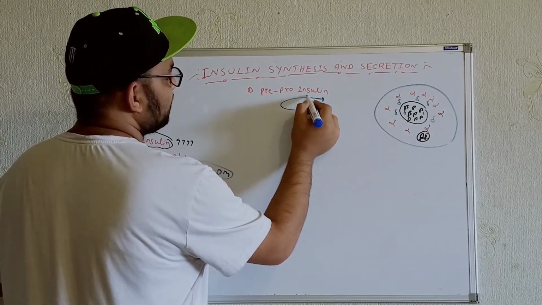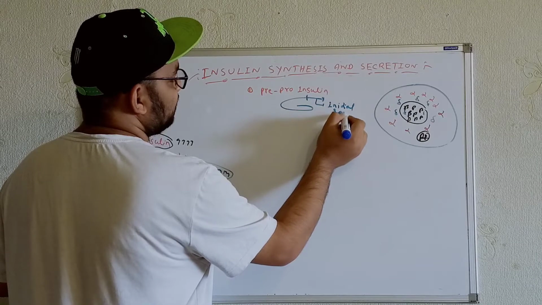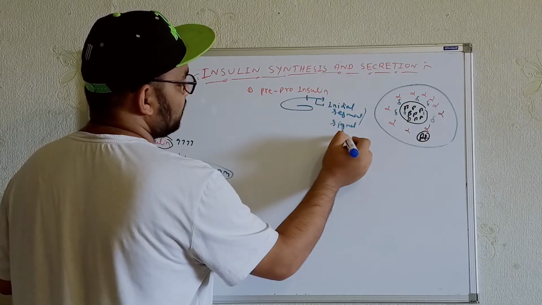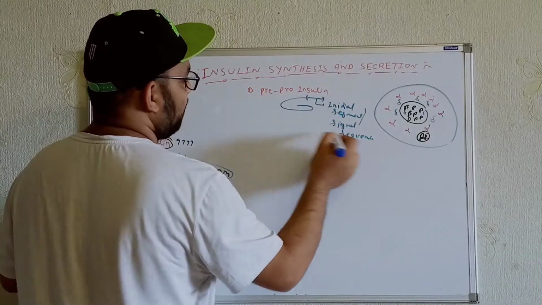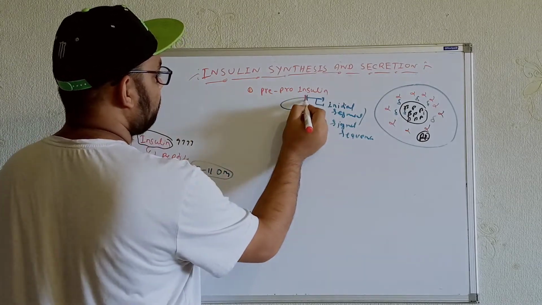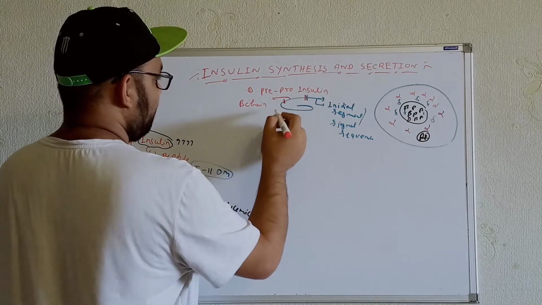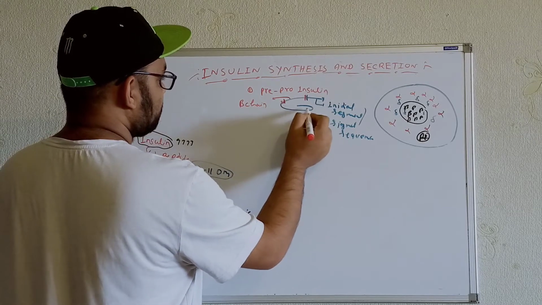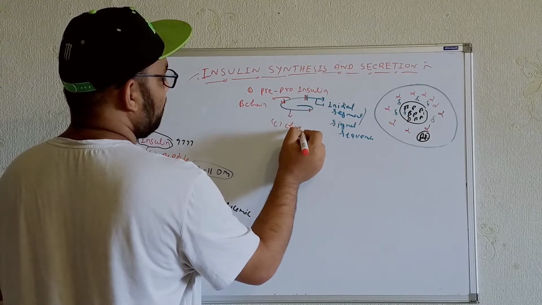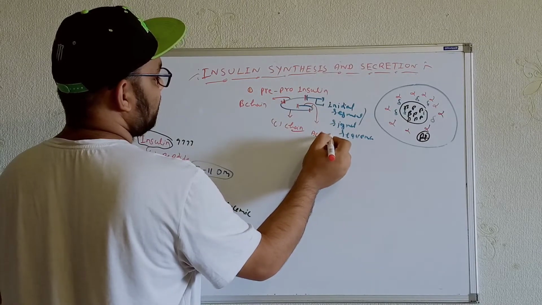See the first segment of this: from this portion to this portion, this is known as the initial segment, or we can say another name, signal sequence. Then we will get the portion from here to here. It is known as B chain. The region from here to here, looking like a C shape, is known as C chain. And the portion left over here is known as A chain.